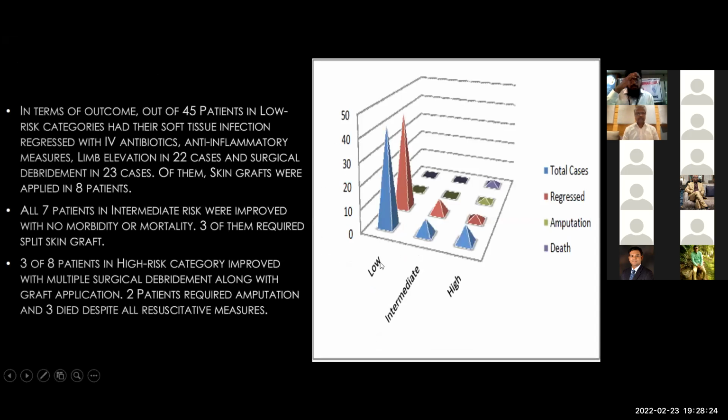In my study, of the 45 patients in the low risk group, 22 improved with IV antibiotics and minimal debridements. 23 required surgical debridements in serial manner, and of those, skin grafting was applied and 8 were successfully taken up. Of the 7 patients in the intermediate risk group, there was no morbidity or mortality with IV antibiotics and surgical debridements. 3 of them required split thickness skin grafting. In the high risk category of 8 patients, 3 improved with surgical debridement and split thickness skin grafting, 2 required amputations, and 3 died despite all resuscitative measures.